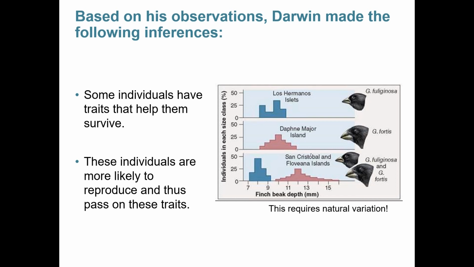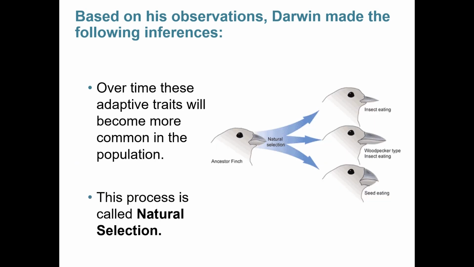When the two birds live together on the same island like they do in San Cristobal and Flaviana Islands, we see then that the beaks become specialized. Fuliginosa is better at eating small foods with its small beak, and Fortis becomes better at eating big foods with its big beak. So when competition is applied, the small beaks get smaller and the big beaks get bigger. But the original variation was already there. Over time, if a trait is adaptive, it will become more common in the population, because individuals who have it will be more likely to have offspring and pass that trait on. This process is called natural selection.